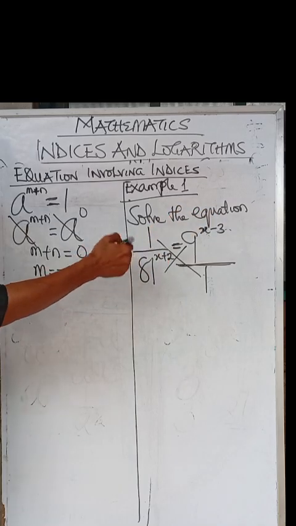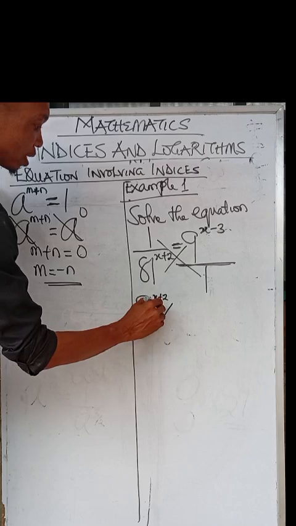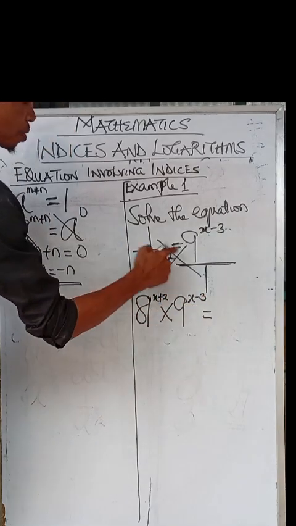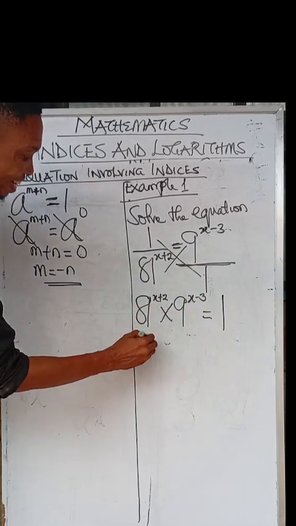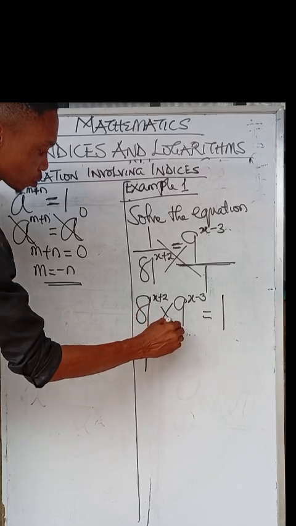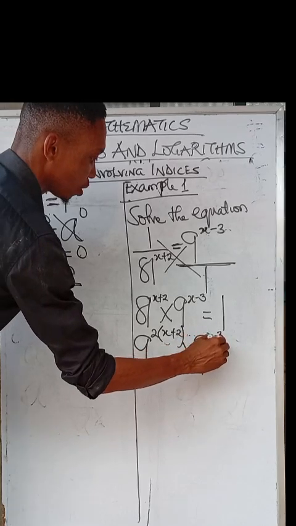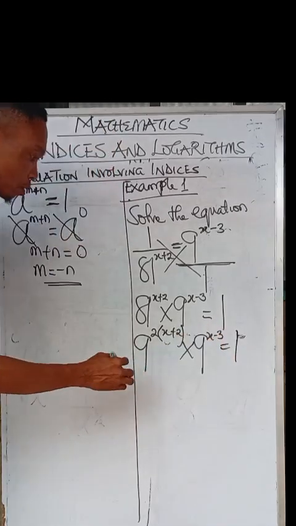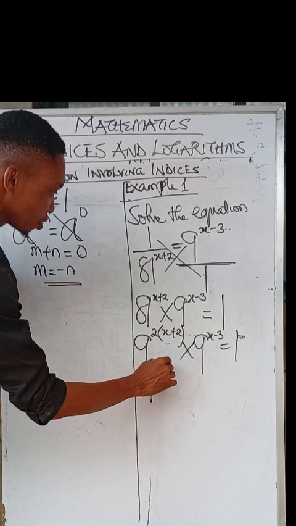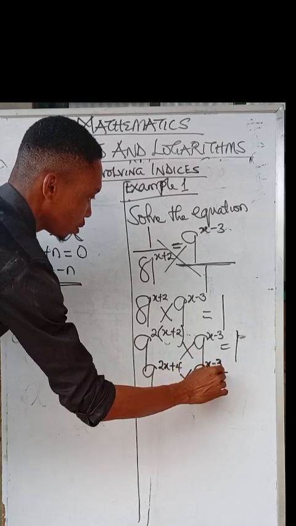If we cross multiply this, we have 81 exponent x plus 2 multiplied by 9 exponent x minus 3 equals 1 multiplied by 1, which is 1. Now 81 is 9 exponent 2, so we have 9 exponent 2, open bracket, x plus 2, multiplied by 9 exponent x minus 3 equals 1. Now you expand these brackets. So you have 9 exponent 2x plus 4 multiplied by 9 exponent x minus 3 equals 1.